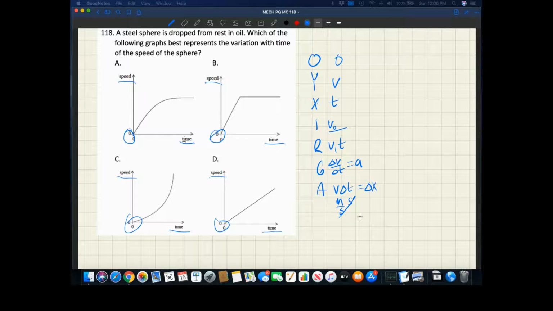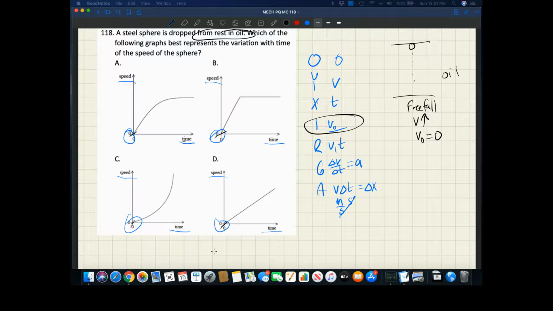So now we read the question. We've got a steel sphere dropped from rest in oil. So here's our oil. We drop the sphere, and so it's going to free fall. The velocity is going to increase. We are told it starts from rest, so v0 equals 0. And v0, that's the intercept. So we'll look at the intercepts, and we'll see v is 0, v0, 0, 0, 0, 0, 0. So that doesn't help us discriminate from among those choices.